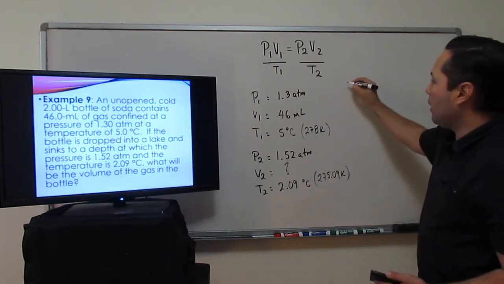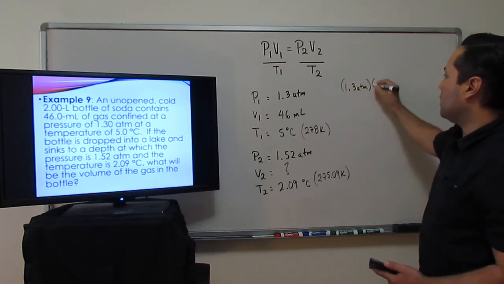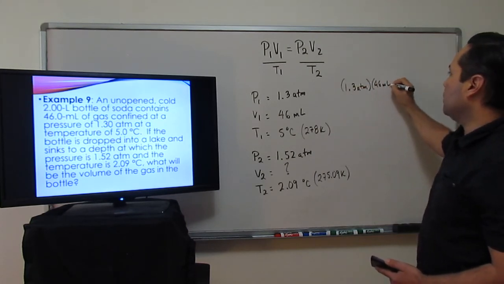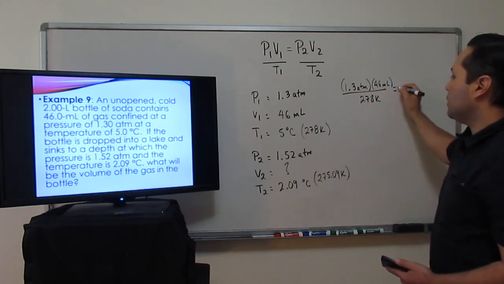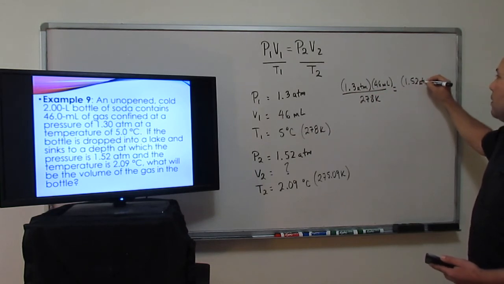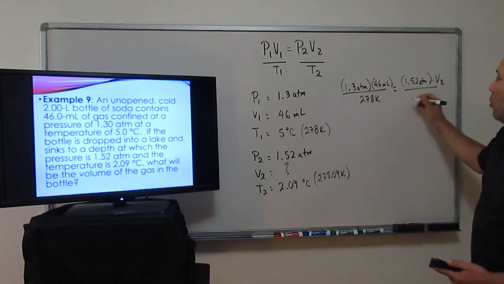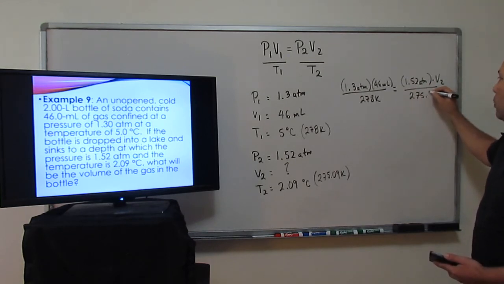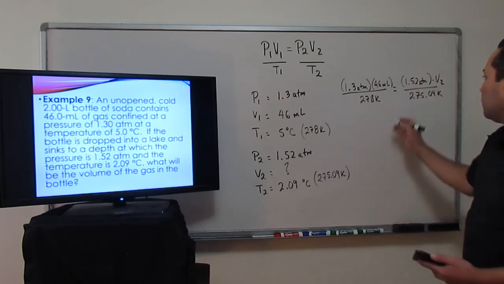Alright, so now we have all our values, we can go ahead and plug them into the combined gas law right here. 1.3 atm multiplied times 46 milliliters over 278 Kelvin is equal to 1.52 atm times V2, which is what we're looking for, over 275.09 Kelvin.